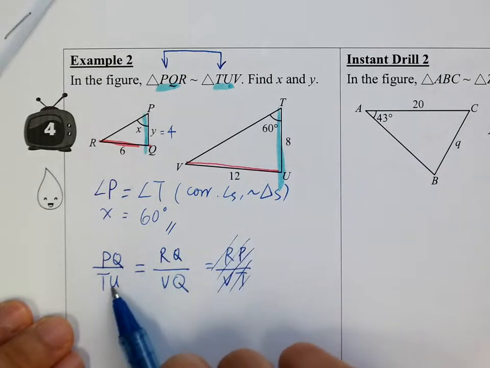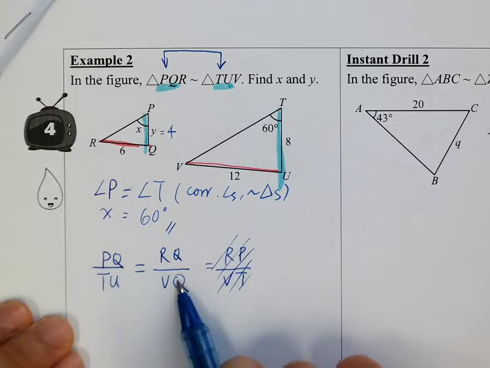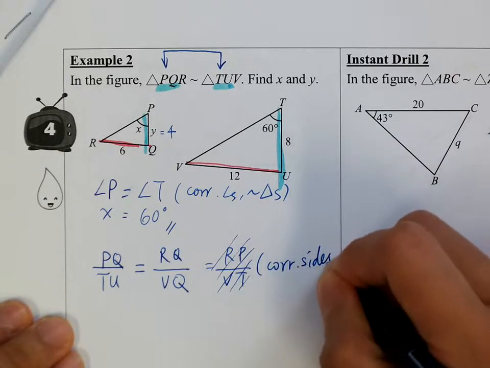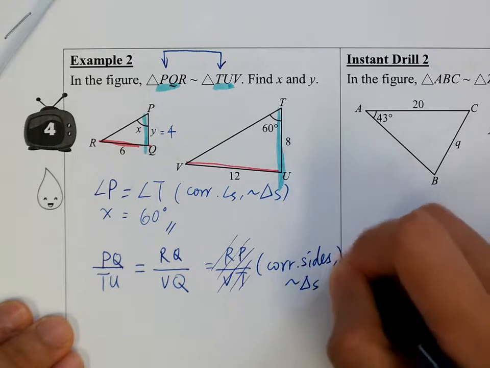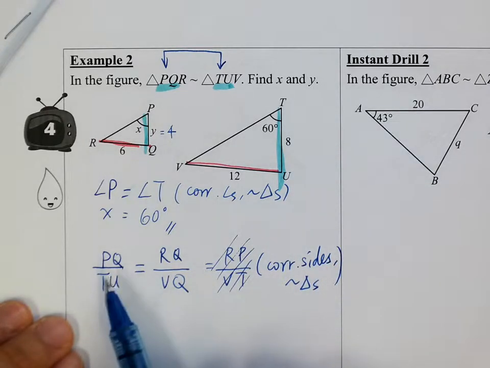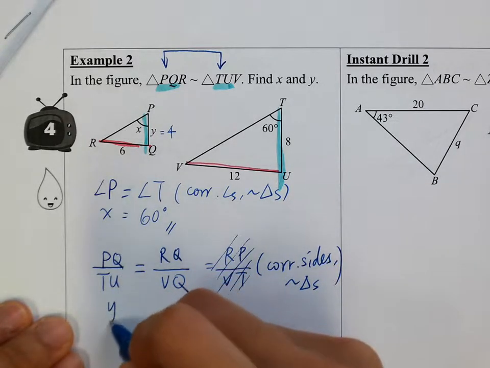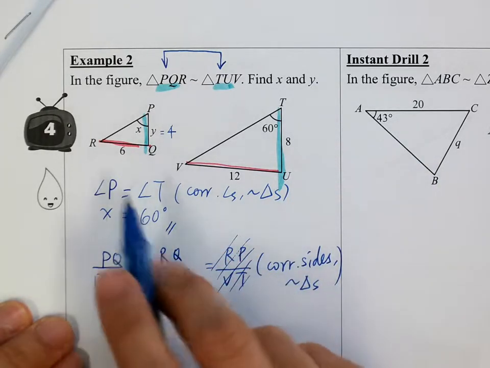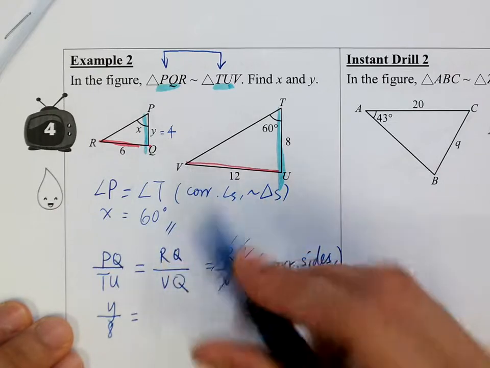Because they are similar triangles, their corresponding sides should be proportional. So therefore, we can find out y over TU, which is 8, equals 6 over 12.